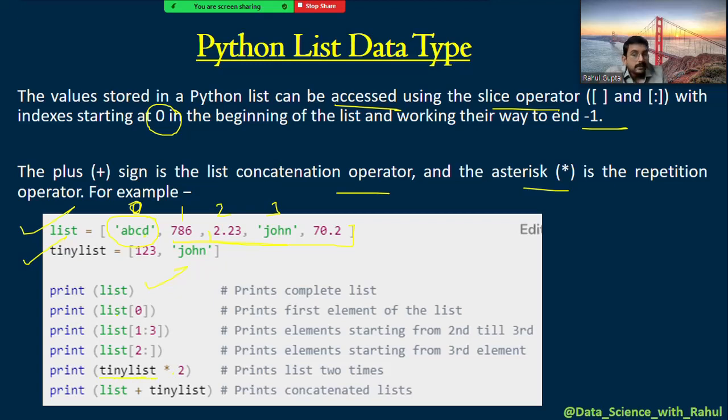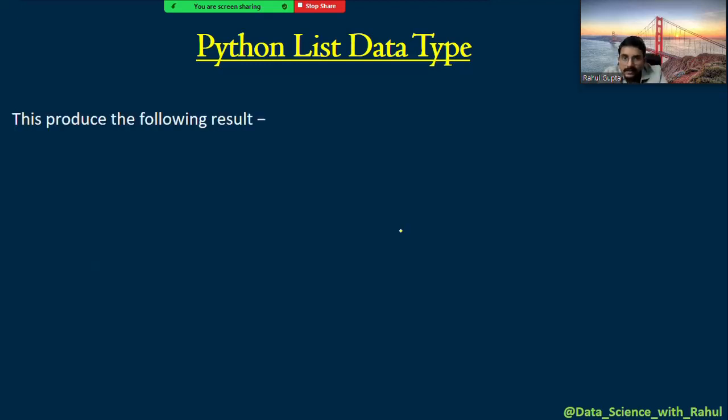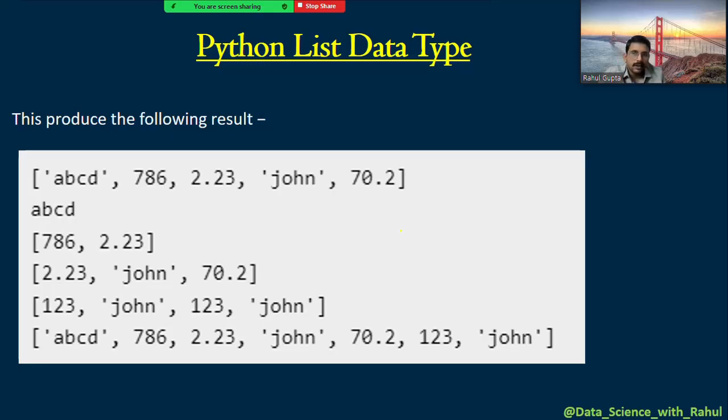Tiny list asterisk 2 means print this line 2 times. So you will get 1, 2, 3, John, 1, 2, 3, John, like that. And then we put list plus tiny list, combining both of them, so it concatenates. That means here you will get 1, 2, 3 and John also. Correct? That will be your final outcome. So this is basically the list data type. This is the result that you will get, the same thing that we discussed.